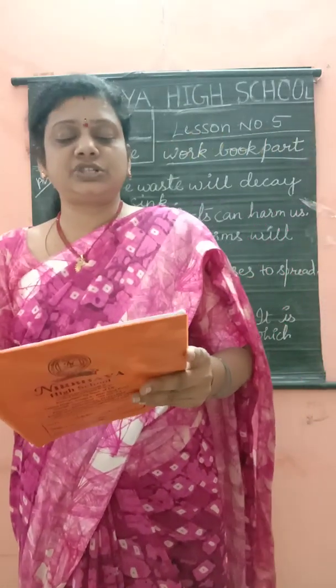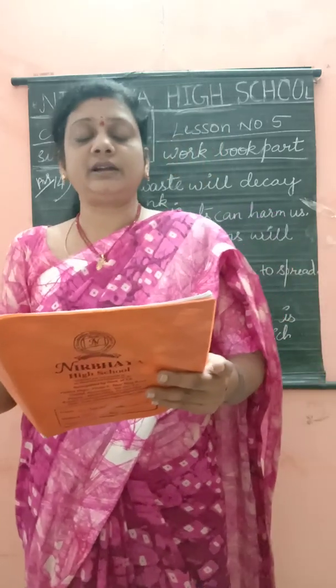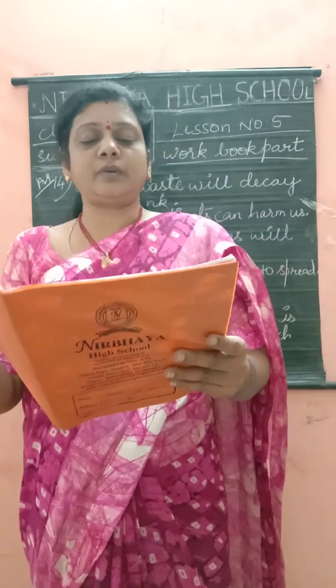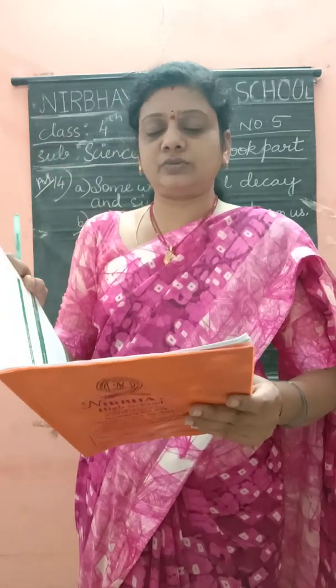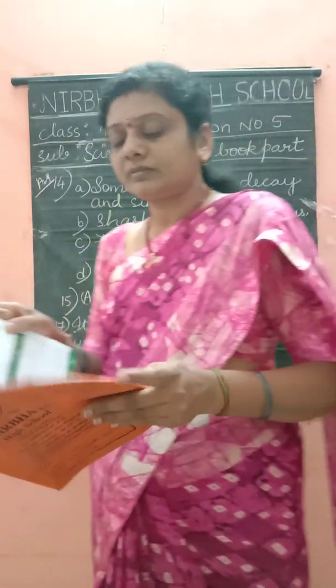And the 16th one, what causes air pollution? Options are given there, children. 4 options are there. A, using cloth bags. B, burning waste and plastics. C, throwing the waste in the proper waste bin. D, reusing toys. Which one is correct? B is correct. Short answer question, children.